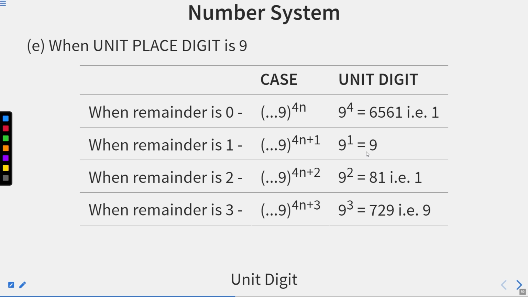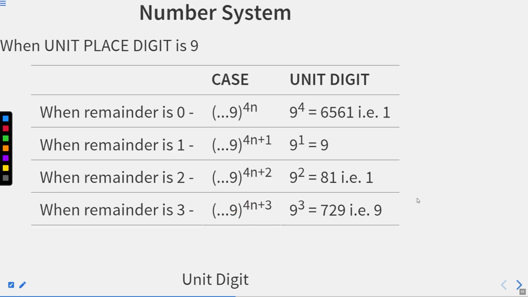So what about unit place 9? For 9, if the remainder is 0, the unit digit will be 1. For remainder 1, it will be 9. If the remainder is 2, you will get 1. If the remainder is 3, you will get 9.